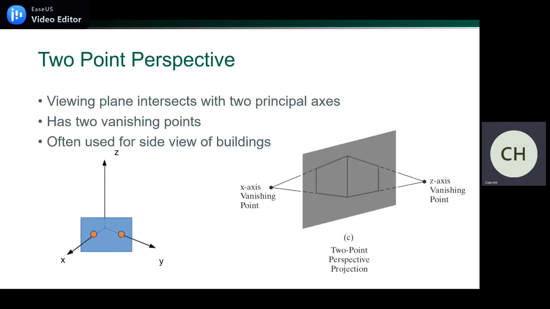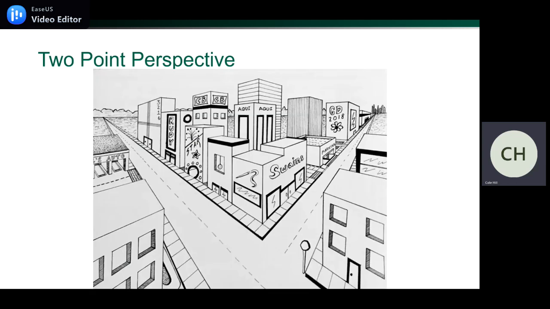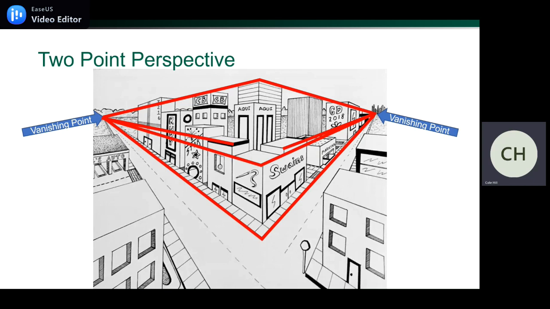2 point perspective is when the viewing plane intersects with two principal axes and has two vanishing points. And it's often used for side views of buildings. And it gives a kind of angular appearance. So here's a city block that's been specifically drawn to show 2 point perspective. And here it is highlighted. So you see the horizon line where the 2 points are connected. I don't have it highlighted here, but you can see it in the background. And you have two vanishing points. And all of the points on the buildings that aren't parallel to the viewing plane converge on these points.